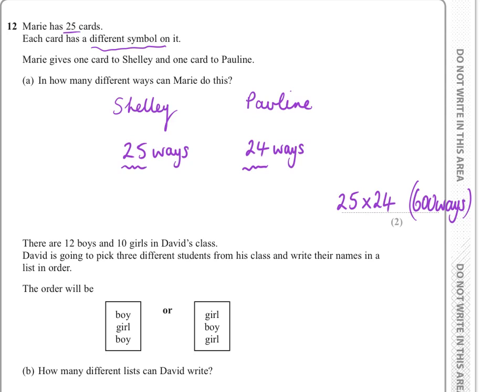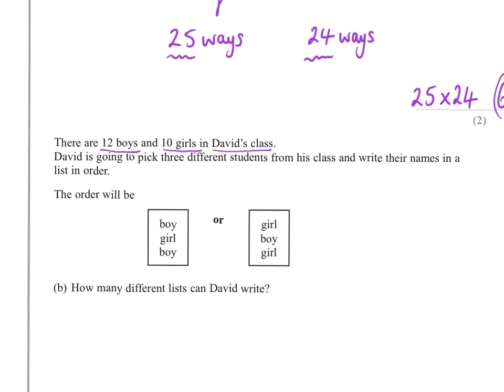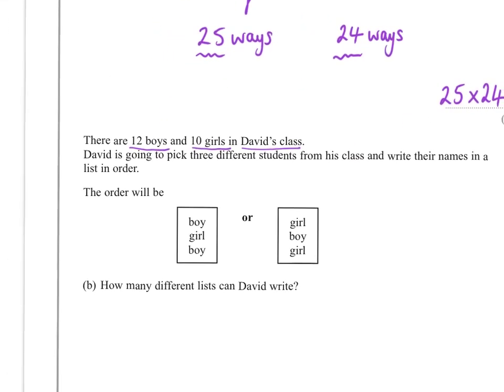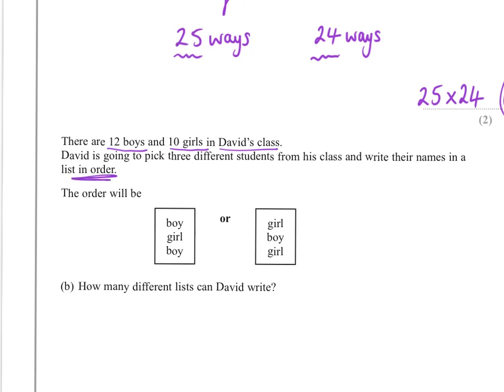The next part is, it says there are 12 boys and 10 girls in David's class. David is going to pick 3 different students from his class and write their names in a list in order. That's important. So the order will be boy first. Well, if there's 12 boys, there'll be 12 ways for the first boy. Then girl, so there'll be 10 girls left to choose from. And then boy again, which means there'll be 1 boy already chosen, which means there'll be 11. So that'll be 12 multiplied by 10 multiplied by 11. And on the calculator, that will give you 1,320 ways.